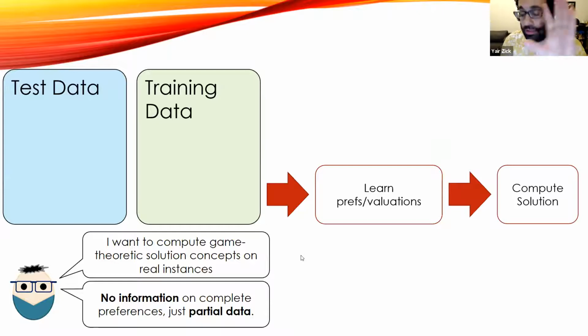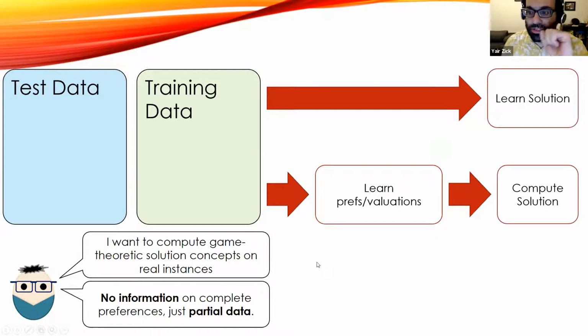There are a lot of reasons to want to learn people's preferences directly, and there's a lot of literature about that, so I'm not completely ruling it out. All I'm saying is that there might be a reason where you want to go directly: take the training data and learn a solution.